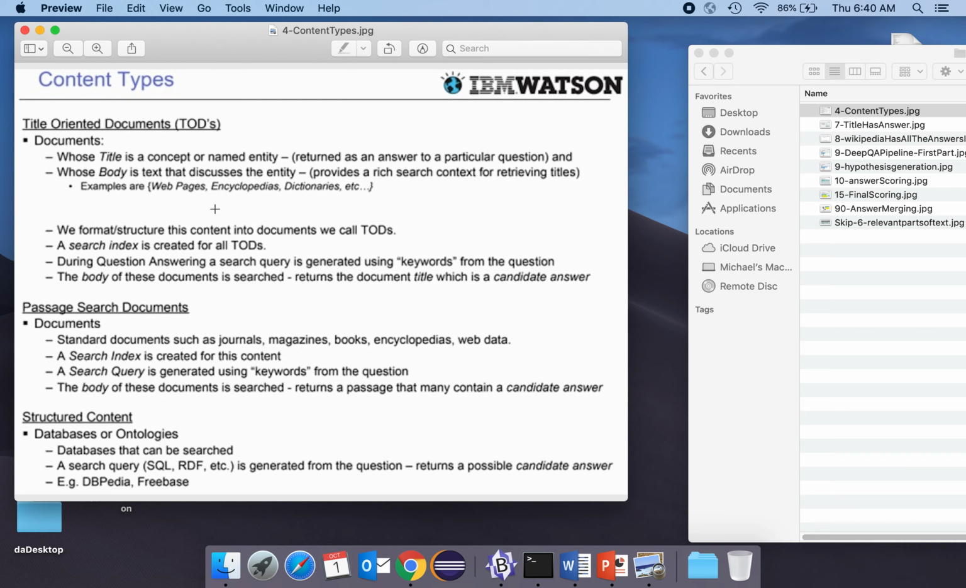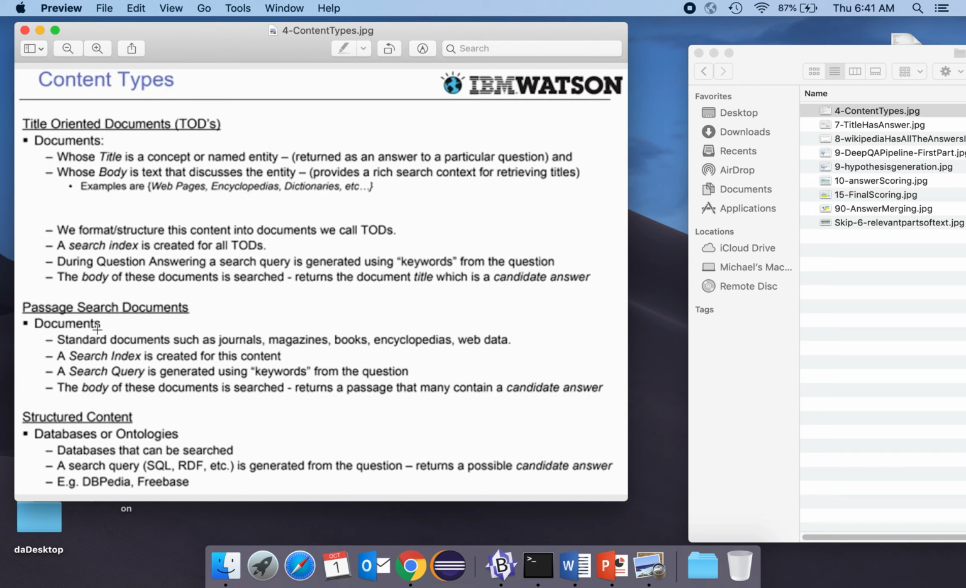So they created a search index for all TODs, I guess. If there is a keyword sometime during the search that matches one of those, that certainly will be very helpful. They also use anchor tags, href tags, to realize that, oh wait a minute, this anchor tag talks about some entity, some concept, and so they assumed that that document was going to be relevant about that.